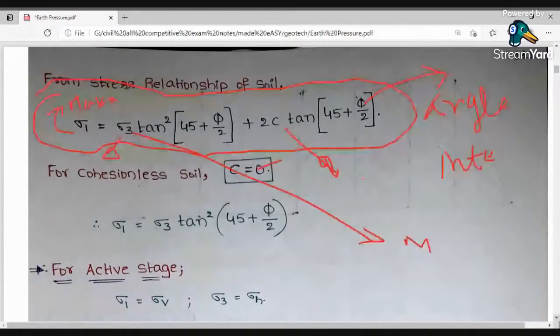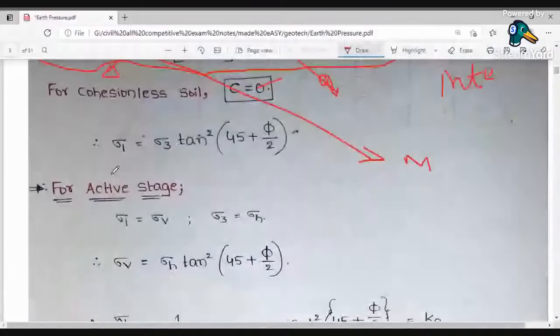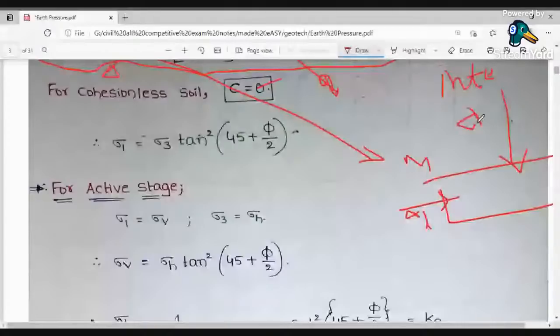So if you consider the active state, in case of active state, sigma 1 becomes sigma v, the vertical stress, and sigma 3 becomes sigma h. That means the horizontal pressure, sigma h, is the minor stress, and sigma v is the major stress, right? So we are substituting sigma 1 as sigma v, that is vertical stress, and sigma 3 is equal to sigma h, this is the horizontal stress.